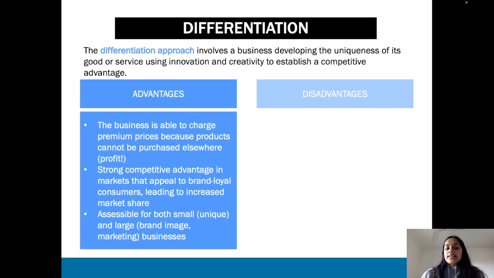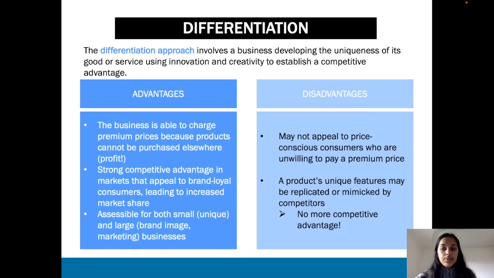And then also it's accessible for both small, unique businesses and large businesses as well. So regardless of the size, they can use a differentiation approach. And then the disadvantage is that it might not appeal to price-conscious consumers because they're unwilling to pay for that higher price.